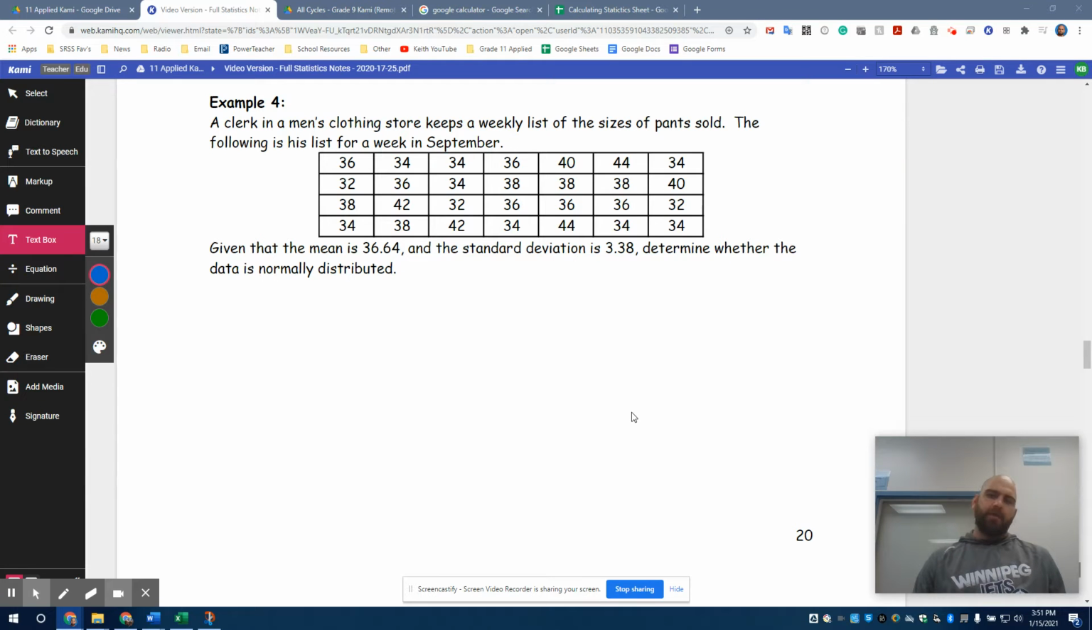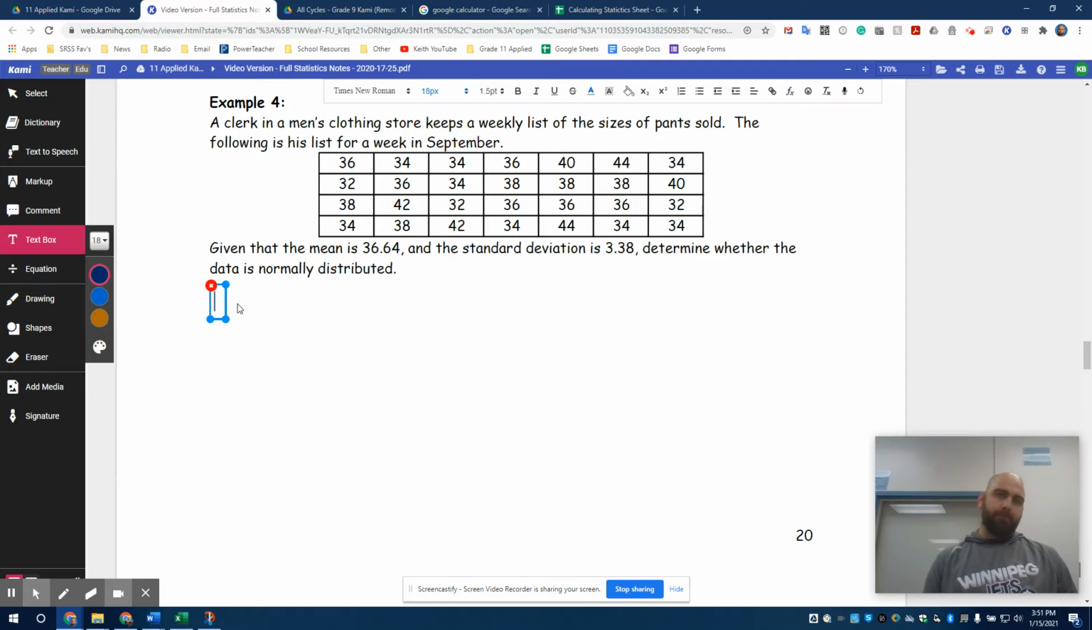So we're going to take a look at another example and determine if a set of data is normally distributed. In this case here, I'm giving you the mean and the standard deviation. We just have to determine, does it match those two criteria? Does it match criteria 1 and criteria 2? Not too worried about the median and the mode, but we have the mean and the standard deviation. So let's take a look at our two criteria.